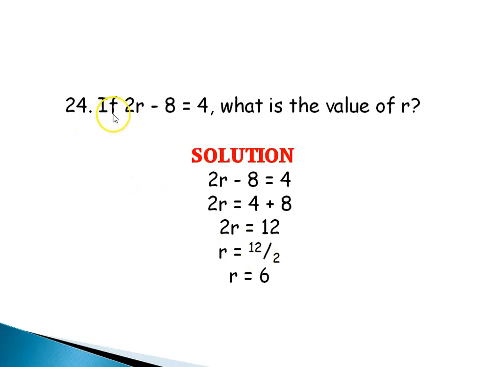The next question. If 2r minus 8 is equal to 4, what is the value of r? 2r minus 8 is equal to 4. I'll bring my minus 8 to this side, it becomes plus 8. 2r is equal to 4 plus 8. 2r is equal to 12. Divide both sides by 2. 2r divided by 2 is r. 12 divided by 2 is 6. So my r is equal to 6. Is that okay? Good.